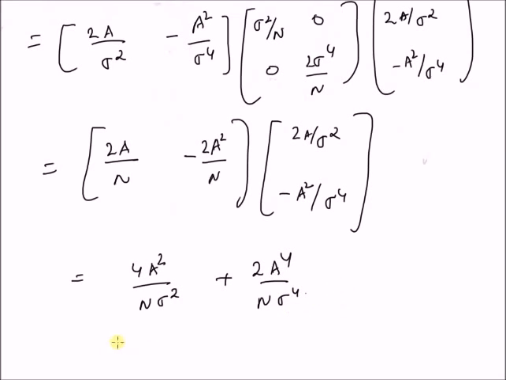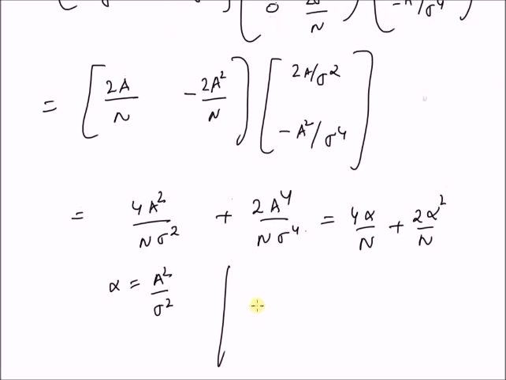And since alpha is equal to a square by sigma square, by using this definition, the bound becomes 4 alpha by n plus 2 alpha square by n. Therefore, the variance is bounded by, or the CRB is given by, the sum of these two terms, which is clearly equal to 2 alpha over n multiplied by 2 plus alpha, where alpha is the SNR. Thus, we can use the CRB on a vector transformation to determine the CRB for a function of two parameters in a linear model. Thanks for watching.